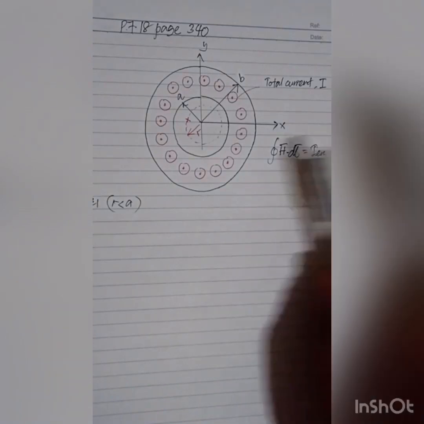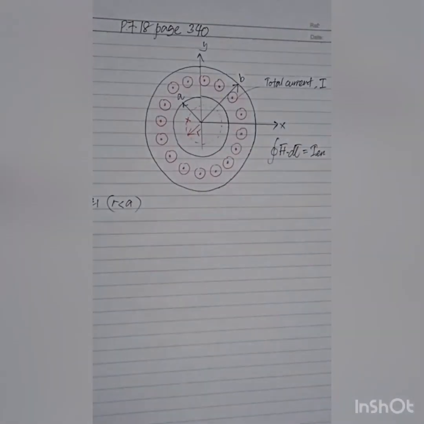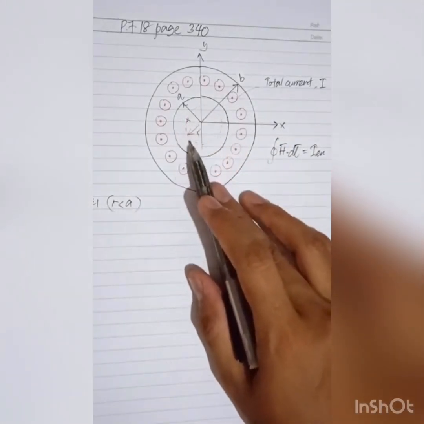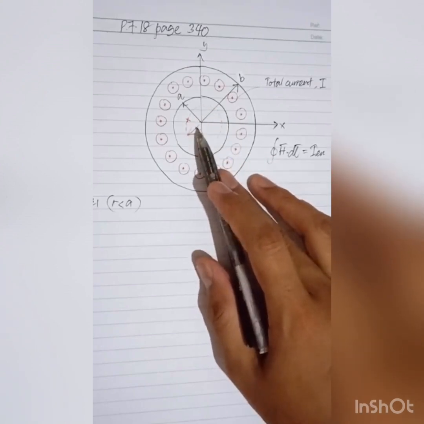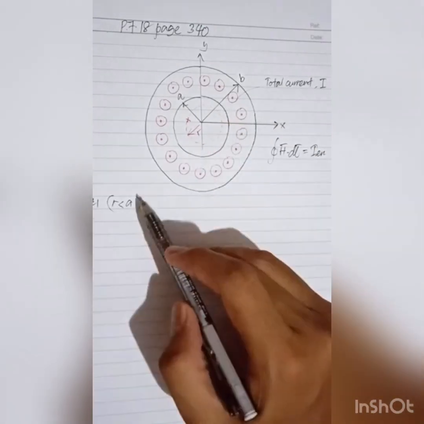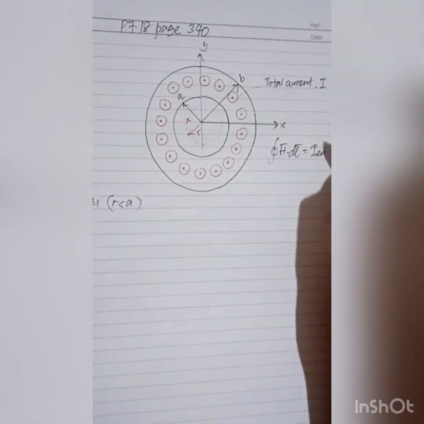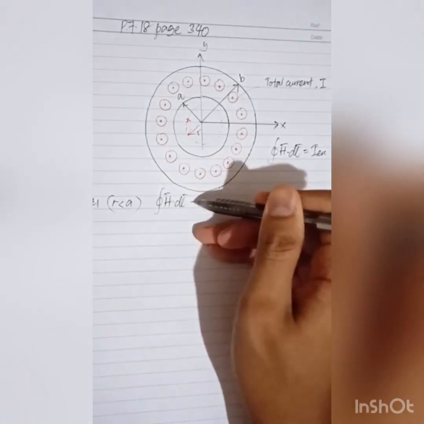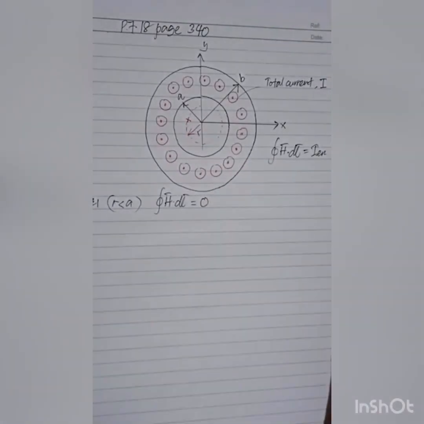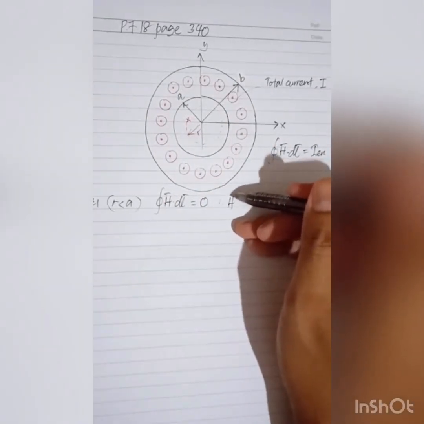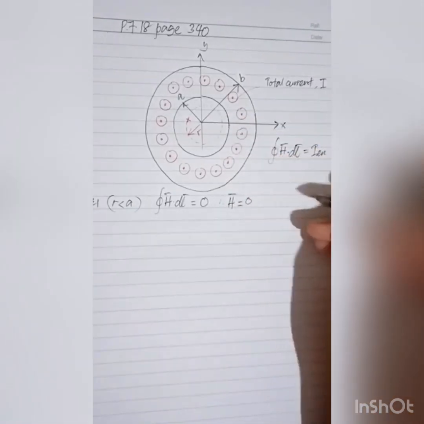Alright, looking at this Amperian loop, is there any current enclosed within this loop? No. For this case, we don't have any current enclosed because the current only exists from A to B. It means that everywhere with R less than A, there will be no current. So from this equation, the closed integral of H dot dl equals 0, because no current is enclosed within this Amperian loop. In short, H for this region is 0.